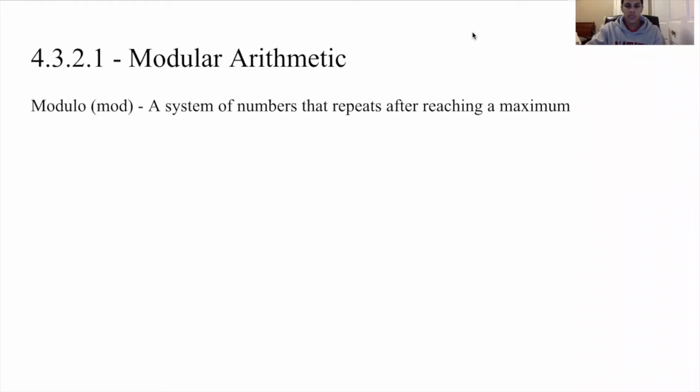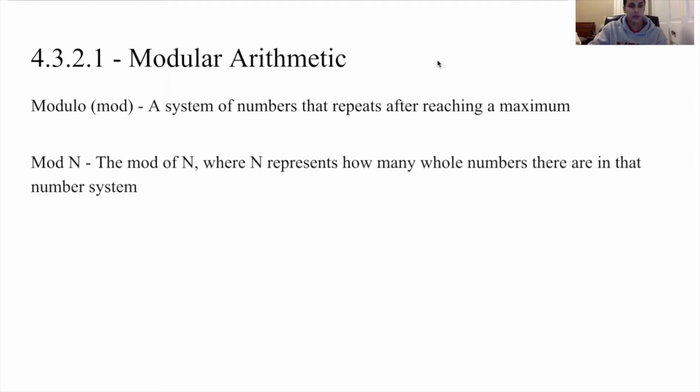What we're going to be talking about today is modular arithmetic, because number theory Meet 4 is based all around two big concepts, and modular arithmetic is one of them. Modular arithmetic has to do with what we call modulos, and we call that a mod for short. A mod is a system of numbers which repeats after reaching a maximum. So it's basically just a number system based around a certain number, and after we reach that maximum, it will repeat.